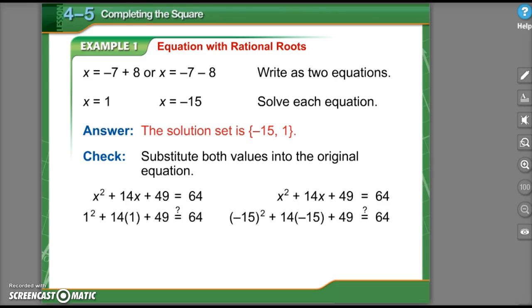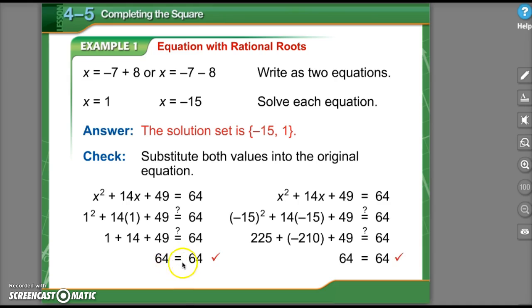You can always check your work by plugging your answers back in. If you do that, you'll see that both of these equations come out to show that each side is 64, thus proving that both of these answers are correct answers to the equation.